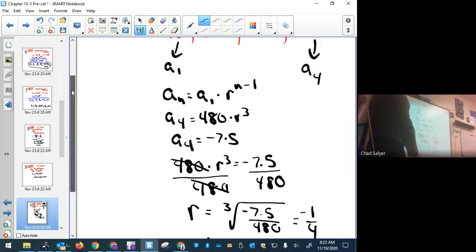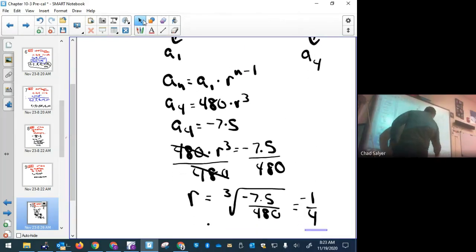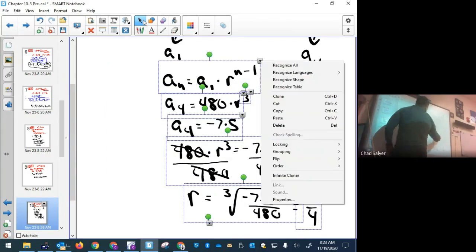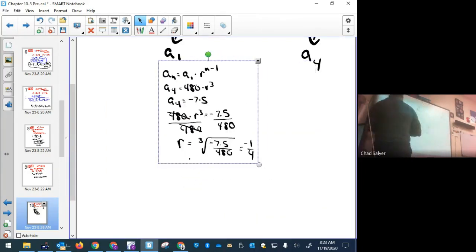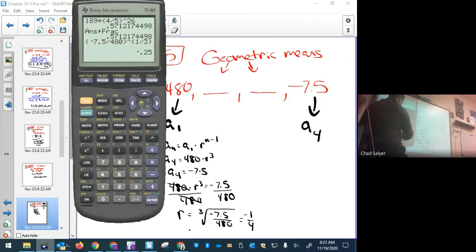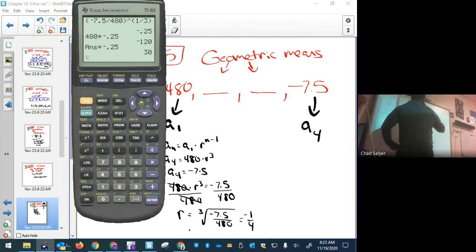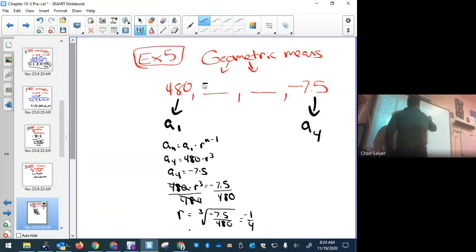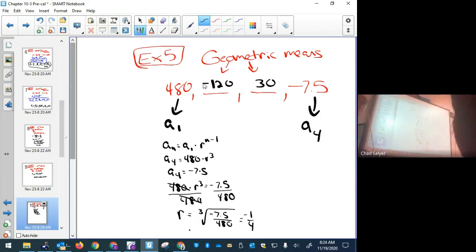So there's my r value, meaning I can now go back to the original problem and multiply this term, 480. The quick way to do this in your calculator, times negative 0.25. And then I could just do times negative 0.25 again. So negative 120 and 30. Those are the geometric means. A little more complicated than the other things we've done, but within your power.